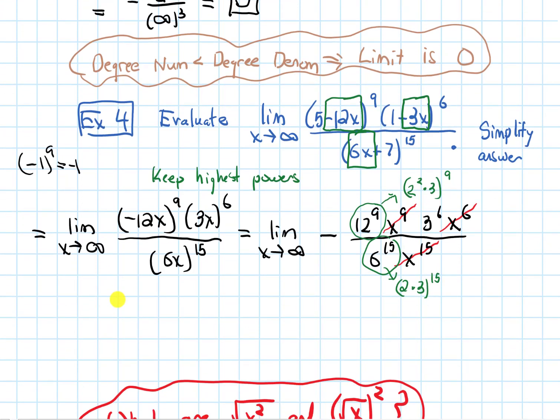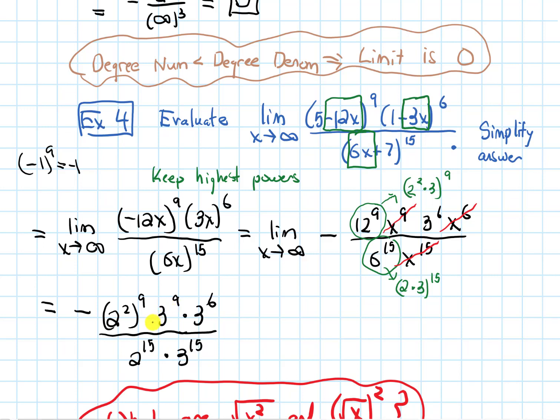And now let's do some exponent properties. So this will be equal to negative. Okay, there are no more x's, so now I don't need to write that limit anymore. There's nothing to plug into. So for 2 squared times 3 to the 9, I can distribute that 9 to both of these terms because they're being multiplied. That'll give me 2 squared to the 9, and then times 3 to the 9. And oh, whoops, I still have the 3 to the 6 on the top as well. On the bottom, I'll get 2 to the 15 times 3 to the 15.